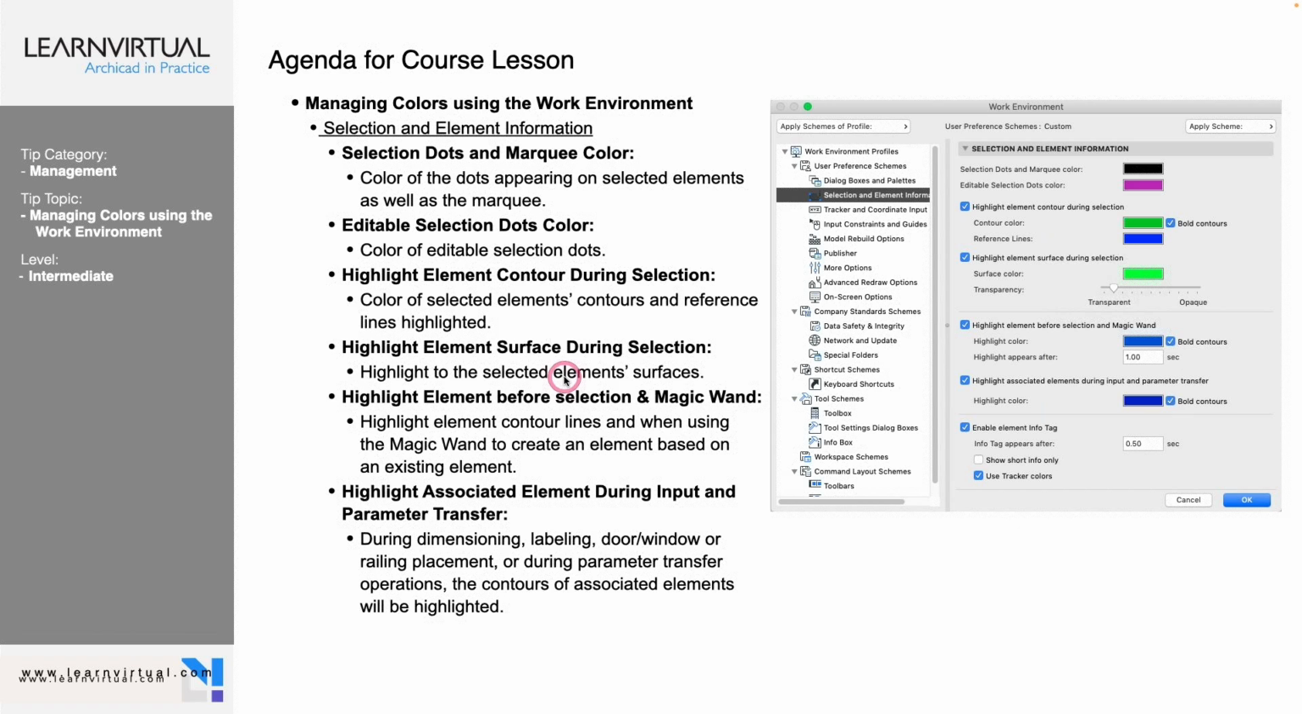Some of the things that we can manage are colors when we're thinking about our work environment, how we like to view things. We have things like selecting dots and marquee colors. So the dots on our marquee, we can change the color of that, and we can edit our dots on our selection. We can highlight element contours during selection and change what that color is. Highlight element surfaces while it's selected, and then highlight those before selection and magic wand.